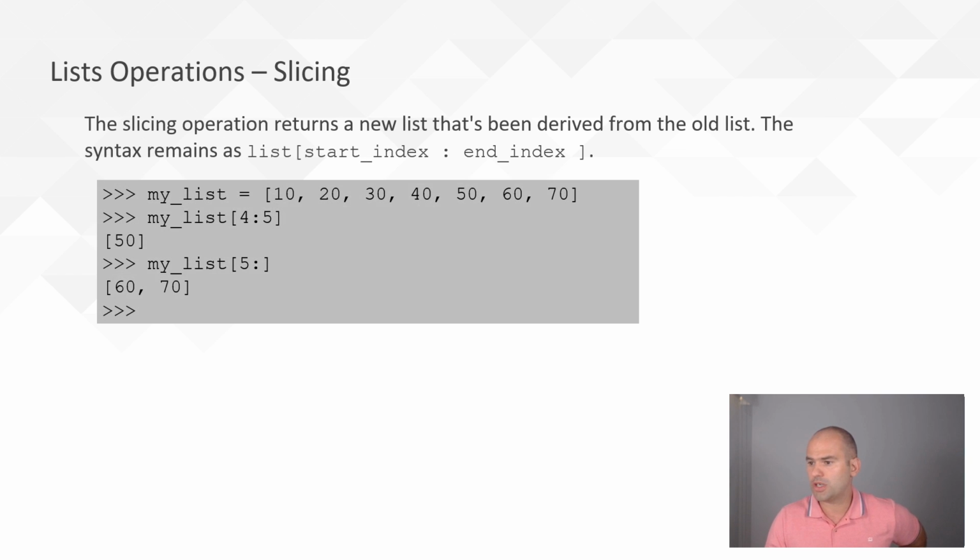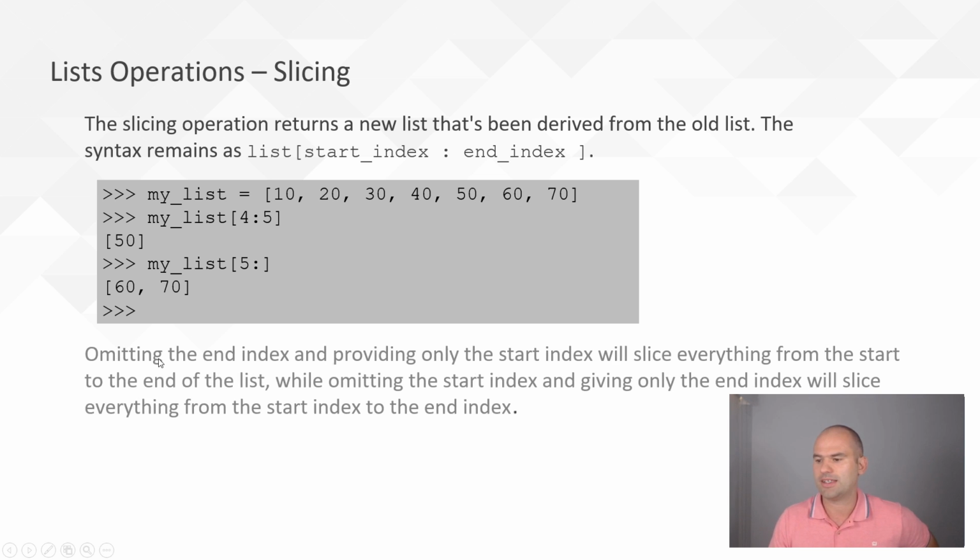Slicing. You can slice lists, again, same way you can slice strings. So if you take my list here, if you take items 4 to 5. Now, remember, 5 is not included, so technically this is just going to be one item, 0, 1, 2, 3, 4. But you can also use the other slicing method, so like from 5. So 0, 1, 2, 3, 4, 5, that'll be 60 onwards. That would be 60 and 70.